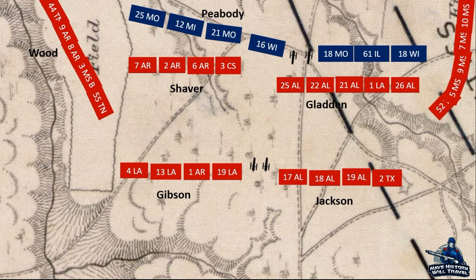Chalmers' men continued on down the Union line, next coming in contact with the 18th Wisconsin. Chalmers ordered a charge, but only the 10th Mississippi heard the order and dashed against the 18th Wisconsin.